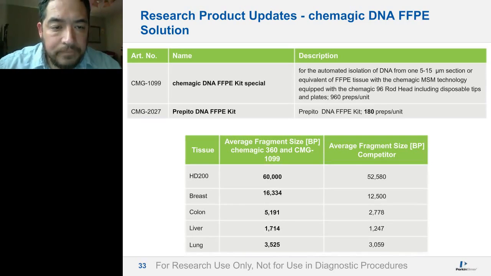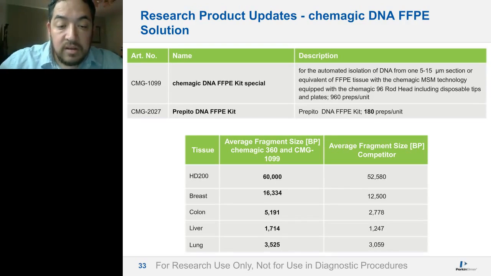Additionally, with these two isolation kits, we have shown not only yield but also, in comparison with the competitor, a higher fragment size in a head-to-head comparison. You can see with the different sample sizes, if you look at the left column versus the right column, these are our isolations and these are competitor isolations. We show a higher fragment size with these various tissue samples with our platform using either the chemagic MSM1 360 or the chemagic Torpedo.